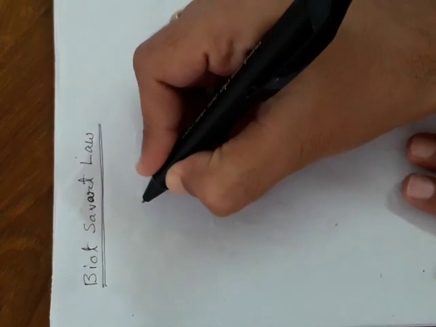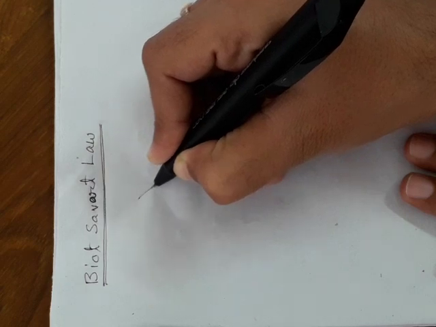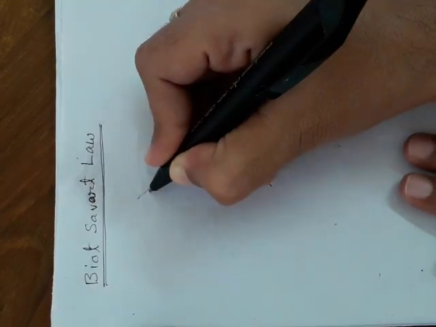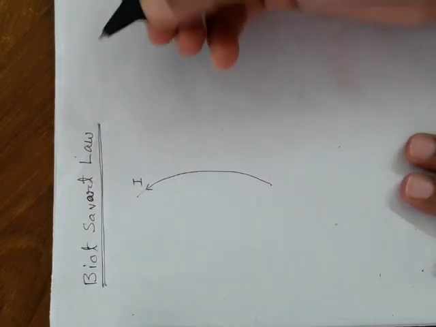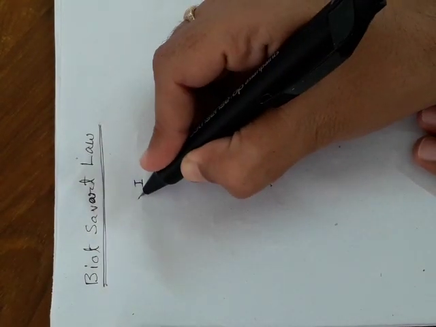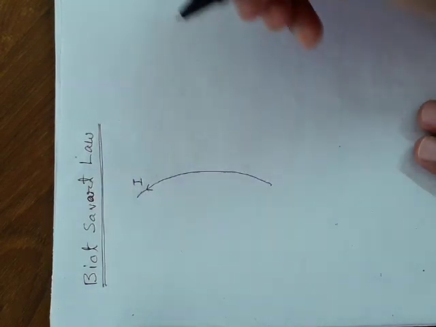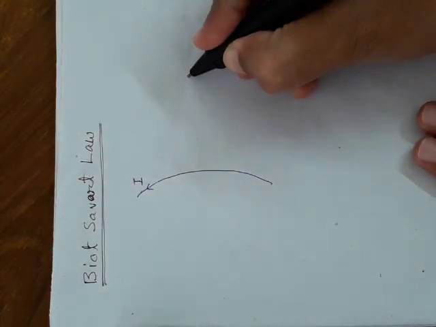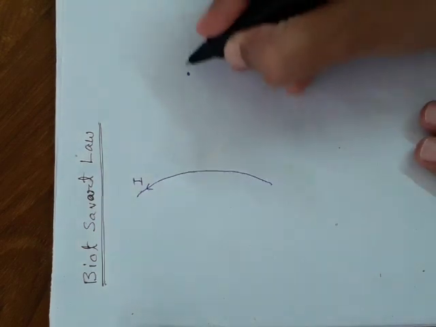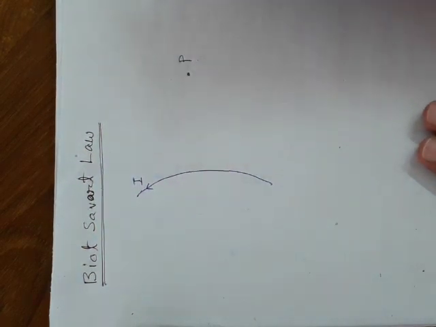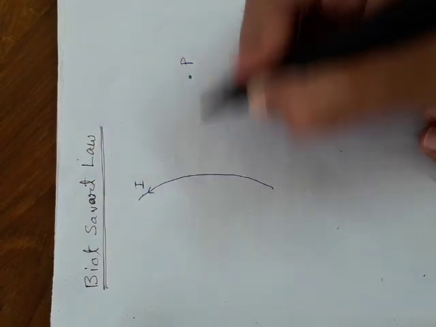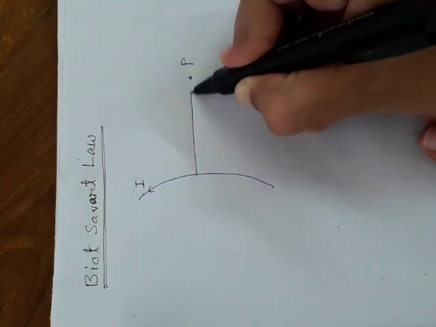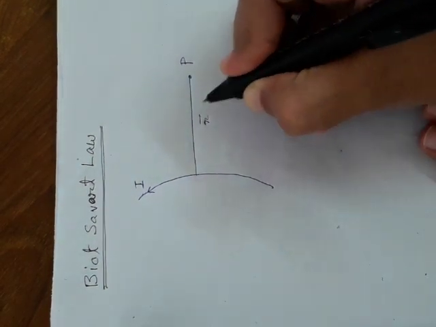Today we are going to discuss Biot-Savart law. Consider a current carrying conductor carrying a current I. Due to this current I, the magnetic field at some distant point P can be calculated by Biot-Savart law. The distance of this point P from this current carrying conductor is vector r.